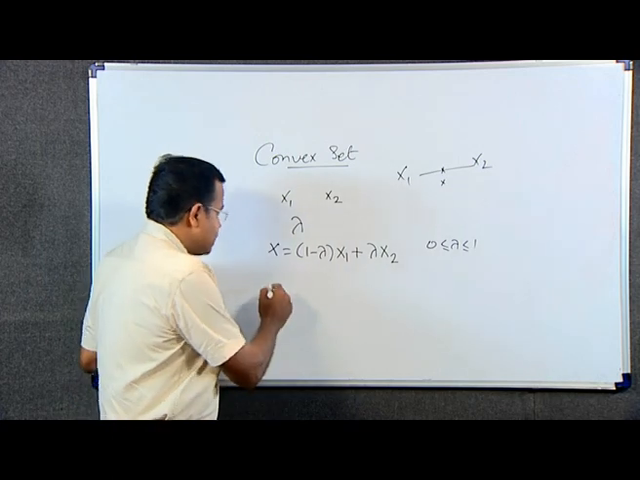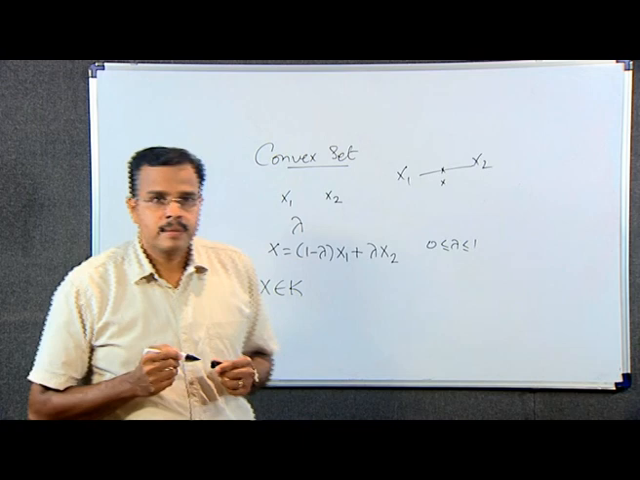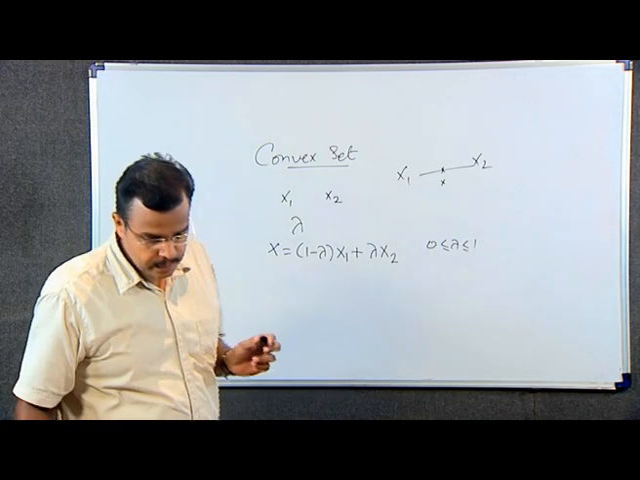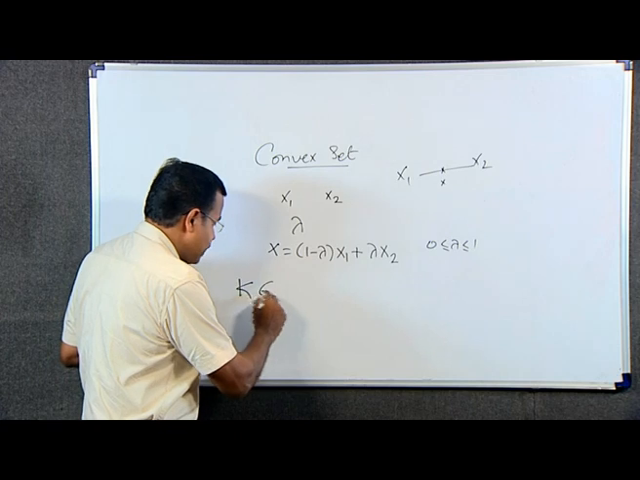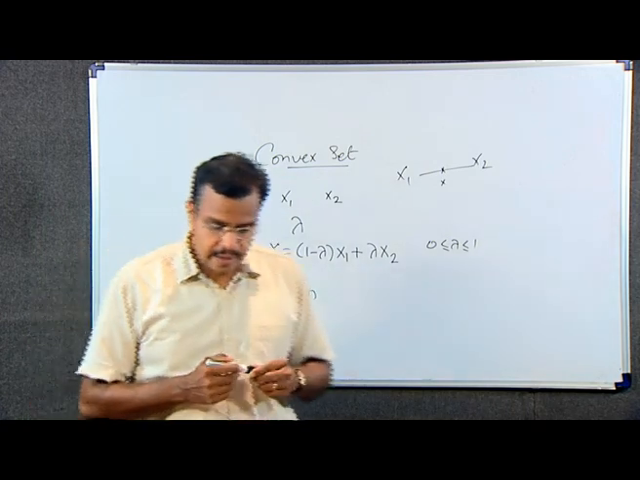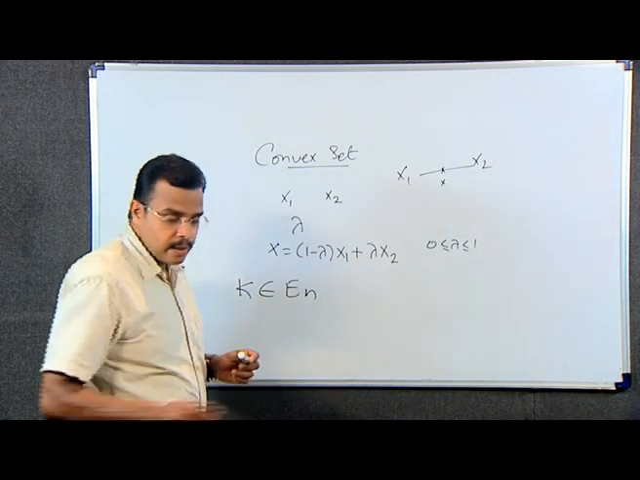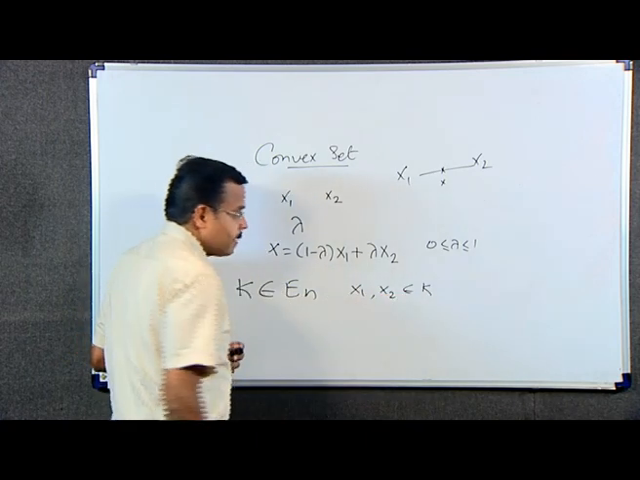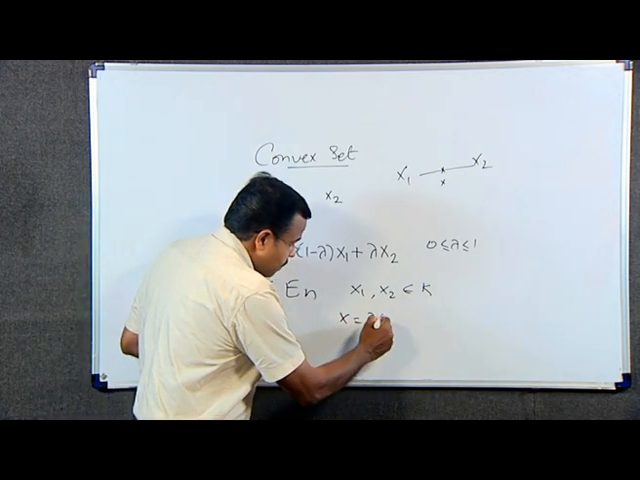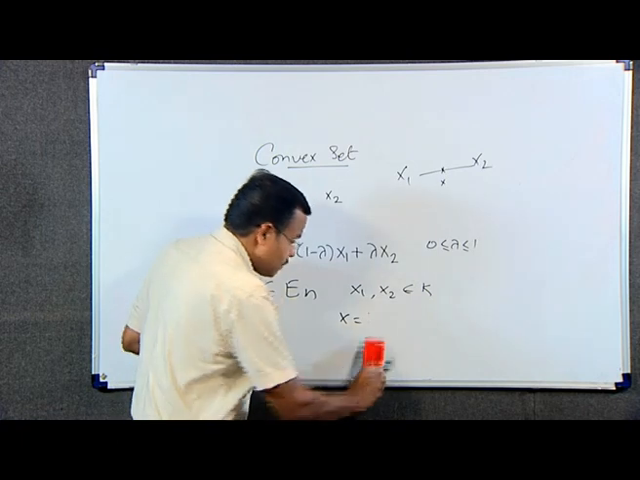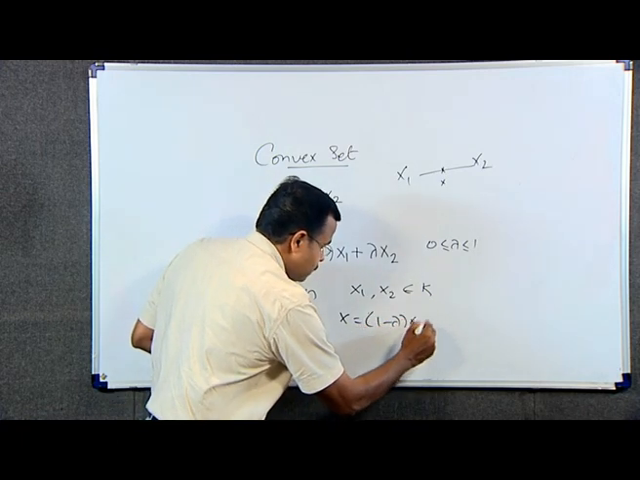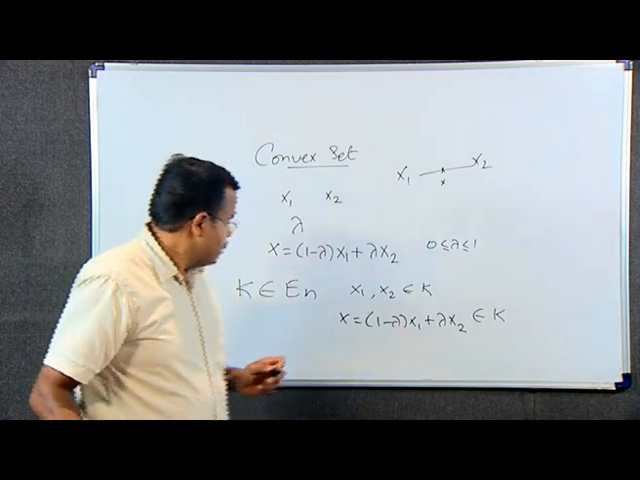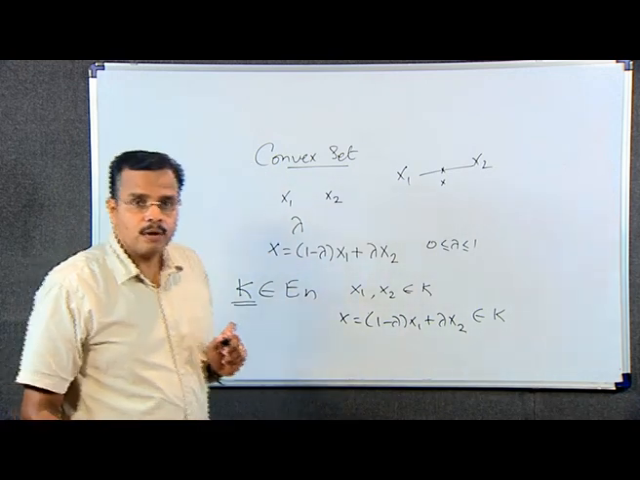A set K, belonging to the Euclidean space of dimension n, E n, is said to be convex if, whenever x1 and x2 belong to K, then x equal to (1 minus lambda) x1 plus lambda x2 also belongs to the set K. Then the set K is called a convex set.